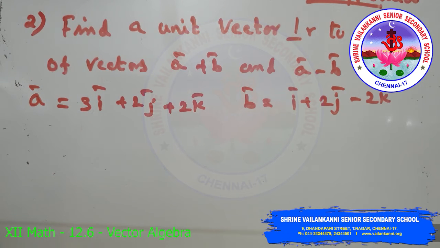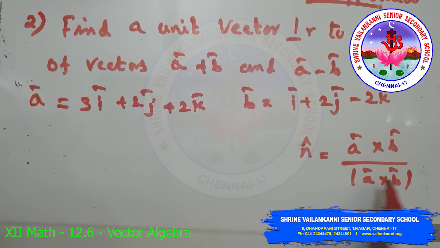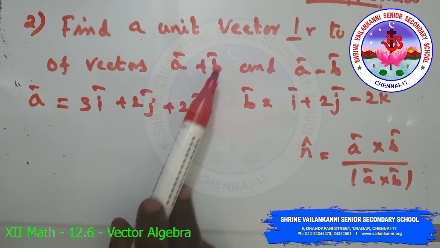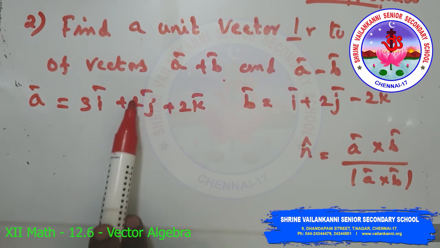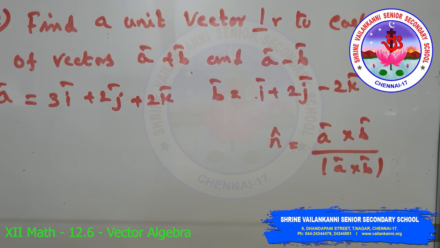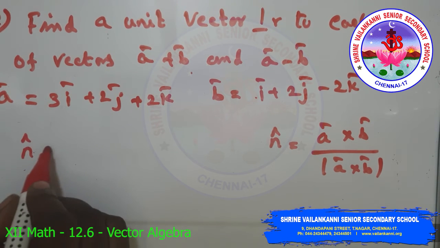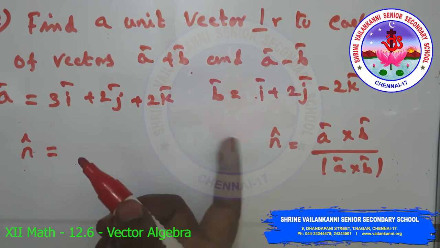Second one: find a unit vector perpendicular to each of the vectors A plus B and A minus B, where A equals 3i plus 2j plus 2k and B equals i plus 2j minus 2k. The unit vector perpendicular to A and B is given by n cap equals A cross B by magnitude of A cross B. Here we have to add these two vectors and subtract these two vectors, then find the unit vector perpendicular to each of them.